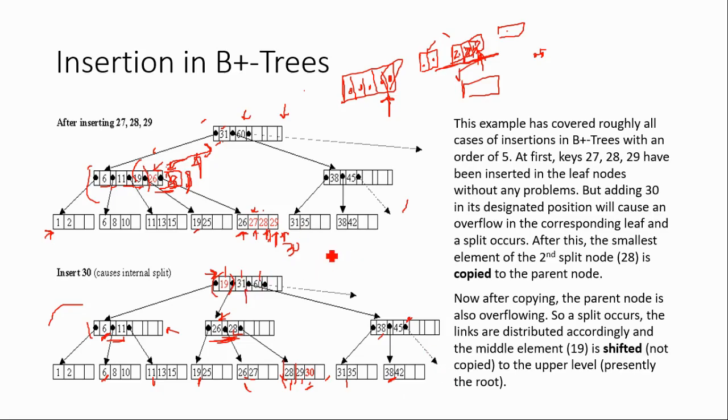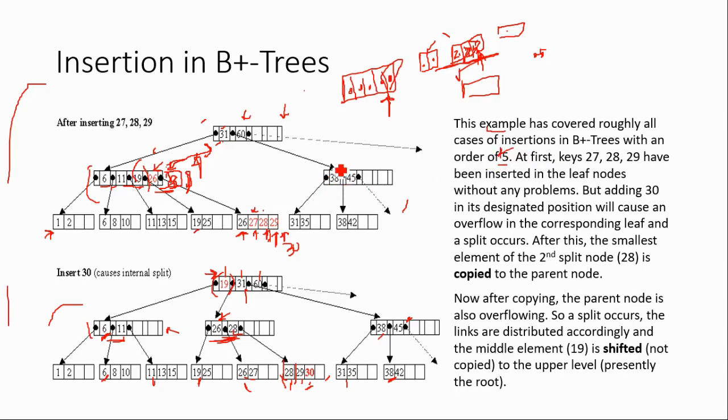So this is the way we have inserted elements in the B+ tree. This example has covered roughly all cases of insertion in a B+ tree. So here they have discussed both the cases, in which a split occurs in the internal node and also a split occurs in the leaf. Here there is a small error from my side: this is written as the order of leaves, but this order is only for internal nodes.